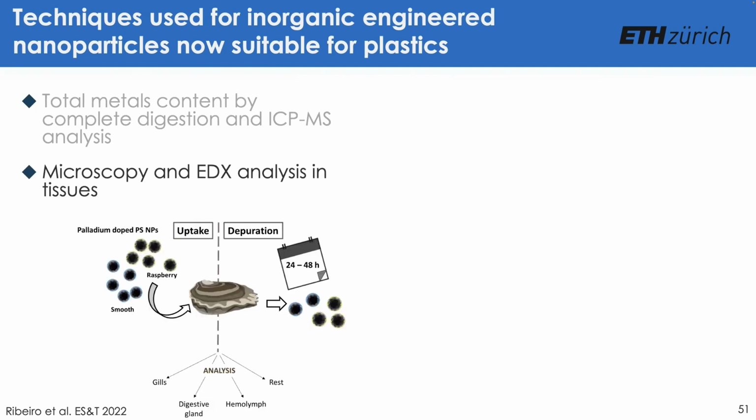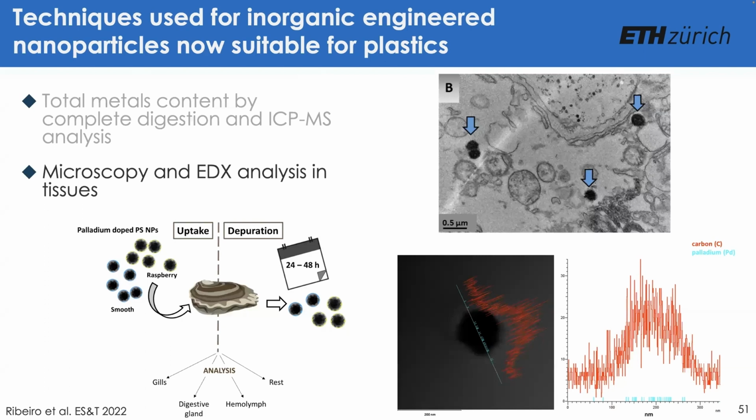For example, we were involved in a study where these metal-doped plastics were given as an exposure to oysters over different amounts of time. When these oysters were sacrificed at different times and sectioned, we could again find these nanoplastics inside the tissues, and we could confirm that it was really our nanoplastic and not some other particle because it had this metal dopant inside, which we were able to measure by EDX.